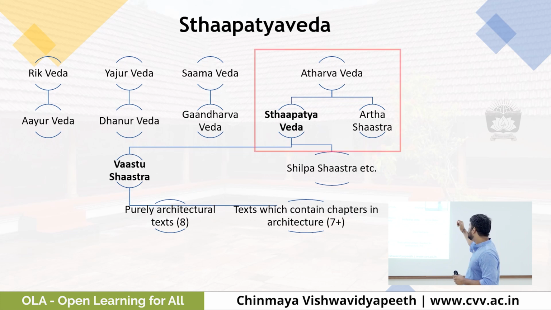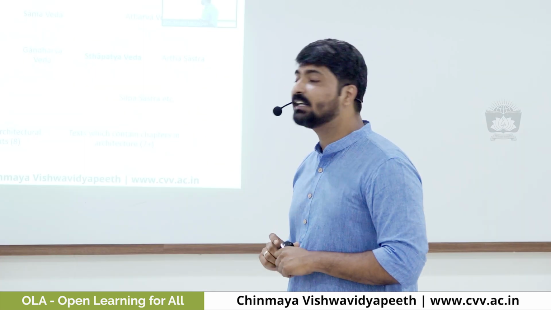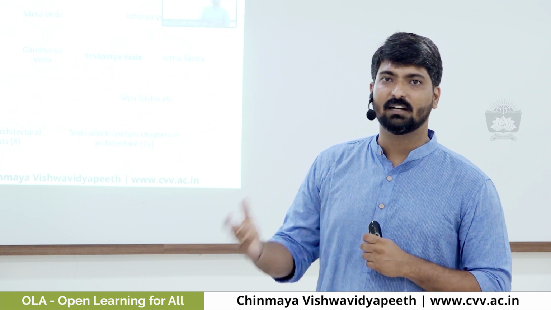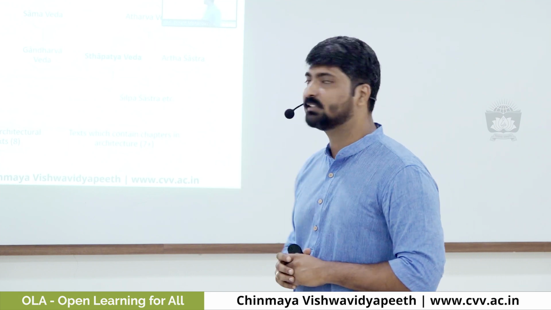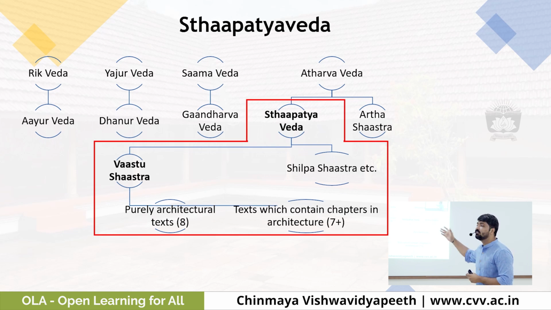And in Atharva Veda, we have an Upa-Veda called Sthapatyaveda. If you see, there are two names mentioned here, Sthapatyaveda and Artha Shastra. Different commentators have different opinions on this. There is a school of thought which says Artha Shastra is the Upa-Veda of Atharva Veda, whereas the other school of thought says, no, it is the Sthapatyaveda. And now, what does Sthapatyaveda consist of? This is where Vastu Shastra comes in. And then it includes various other knowledge bases as well.